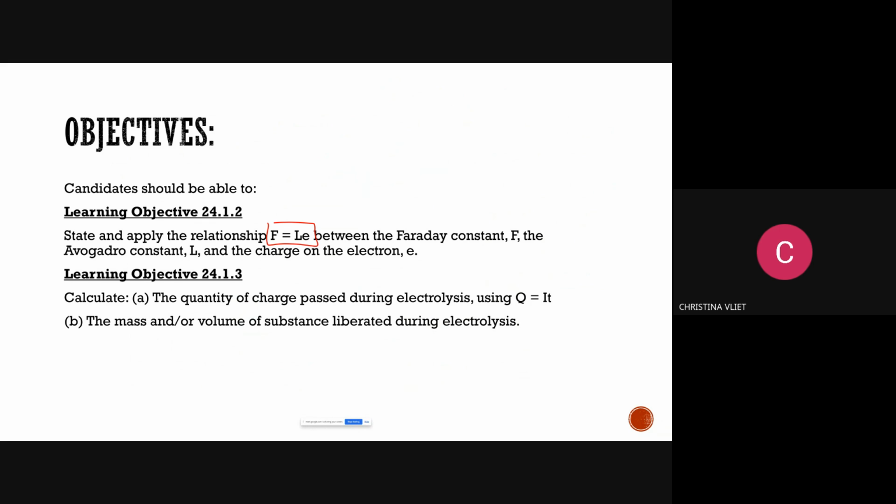Flee. Which relates the Faraday constant, which we're going to learn today, the Avogadro constant, that's something we should be aware of, and charge on an electron. Those 3 are related to each other in this specific way, and we'll be learning about that today.